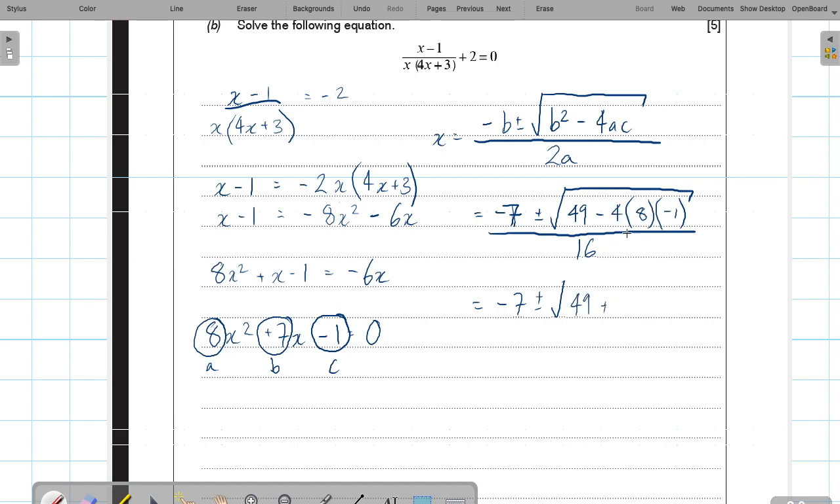So 4 8s, well 2 8s are 16, 2 16s are 32. Still all over 16. And 49 plus 32, well 40 plus 30 is 70, 9 plus 2 is 11, 70 plus 11 is 81, so minus 7 plus or minus the square root of 81, all over 16. And the square root of 81 is 9, so minus 7 plus or minus 9 divided by 16.